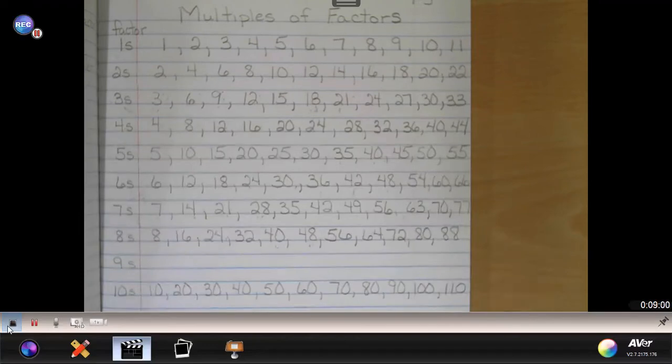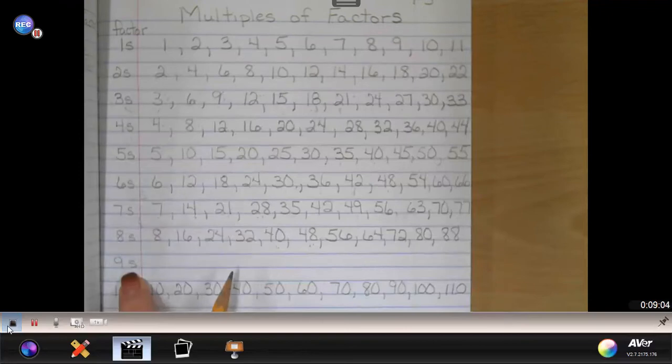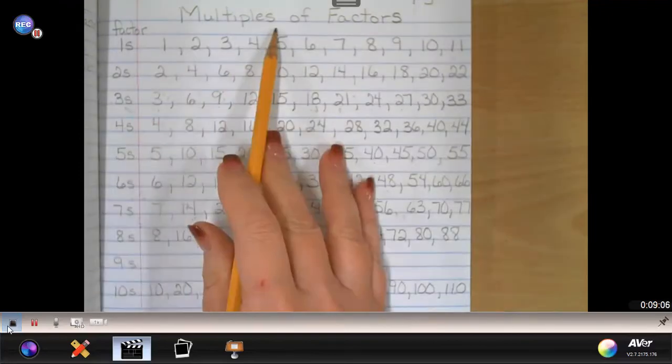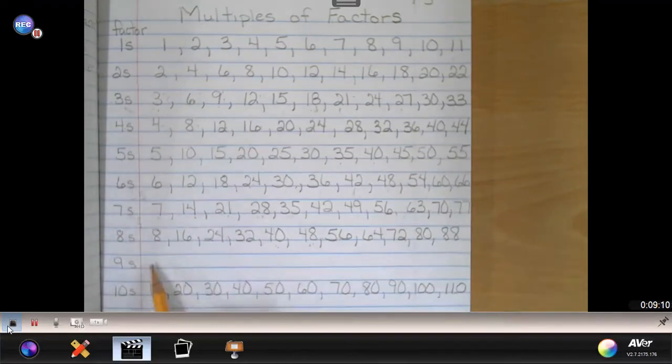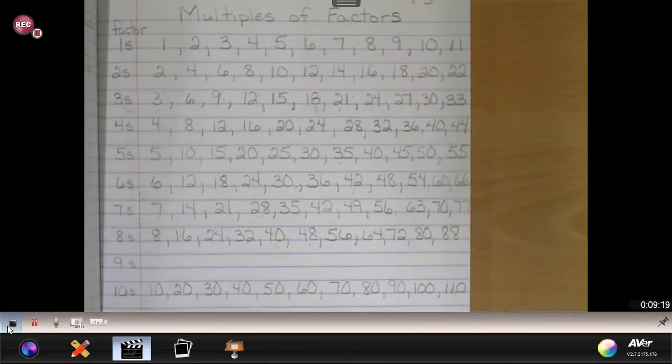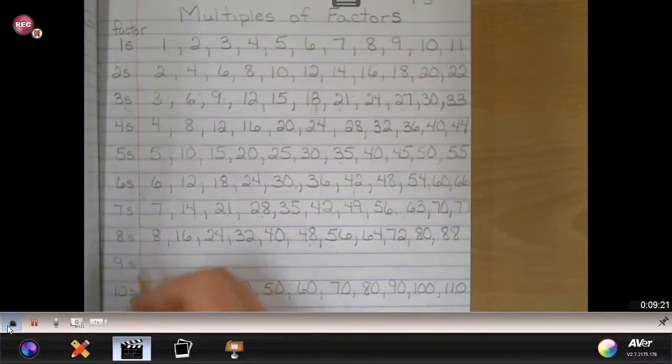Okay, last fact. We're going to do our 9s factor. We're going to do the multiples of 9. So you will notice that when I do my multiples of 9, there's going to be a specific pattern you're going to start to see. And start looking at your 1s and your 10s place as we continue on.